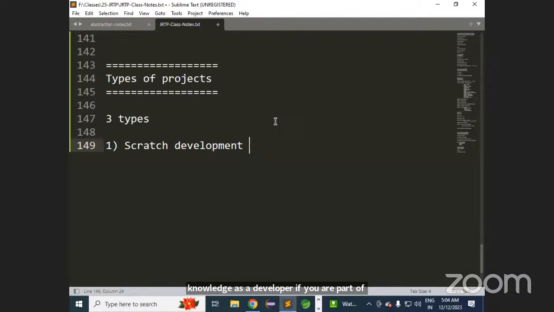What is the meaning of scratch development project? From the very beginning, nothing is available. Brand new projects are called scratch development projects. If you work on a scratch development project, you will understand everything about the project.